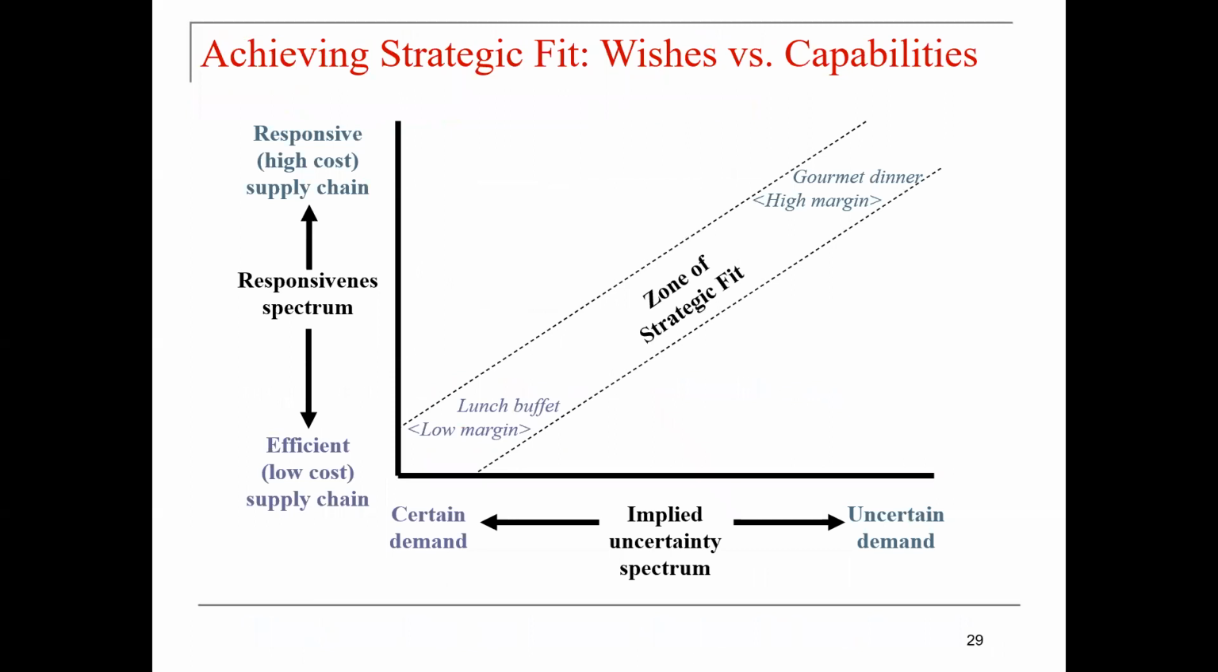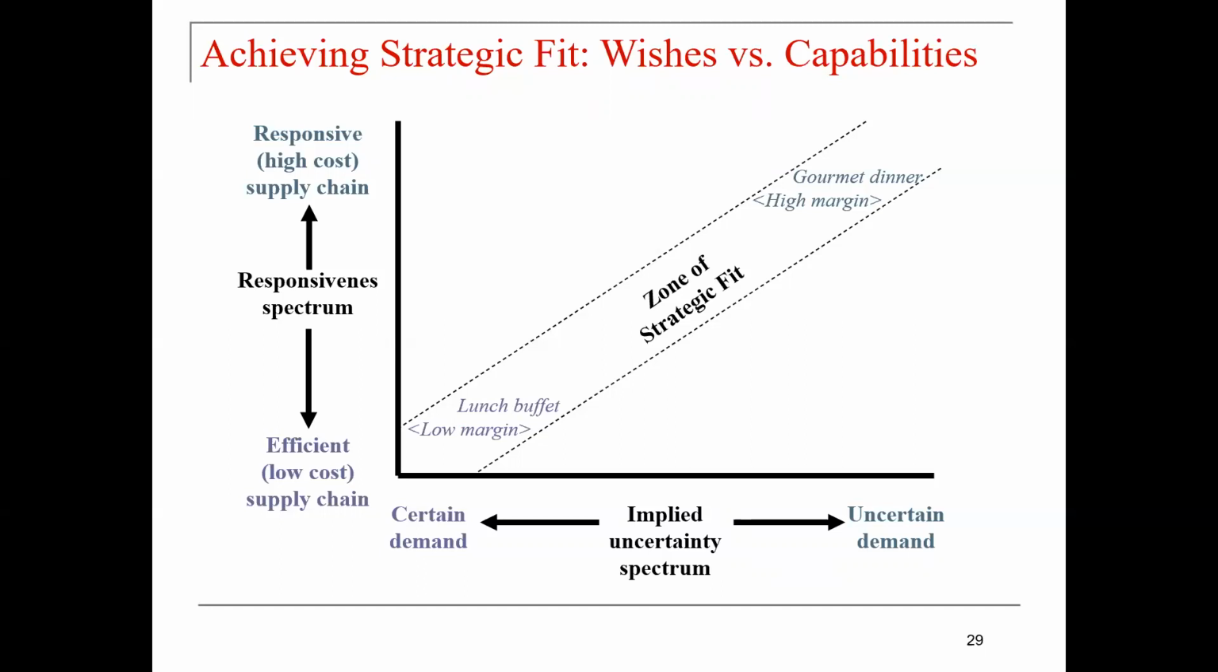So, achieving strategic fit, wishes versus capabilities. Again, uncertainty in demand and certainty in demand. In this case, on the x-axis, we have the certainty in demand close to the 0,0 origin of the graph, and as we move far from the origin, we get more uncertain. And we have the responsiveness in terms of efficient and high cost, low cost.